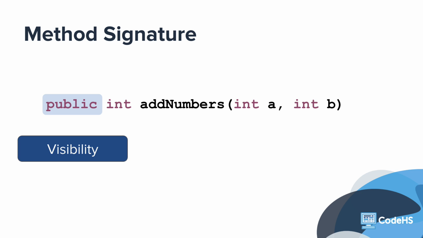Finally, the method signature starts with the visibility statement. In most cases, methods are either public or private.